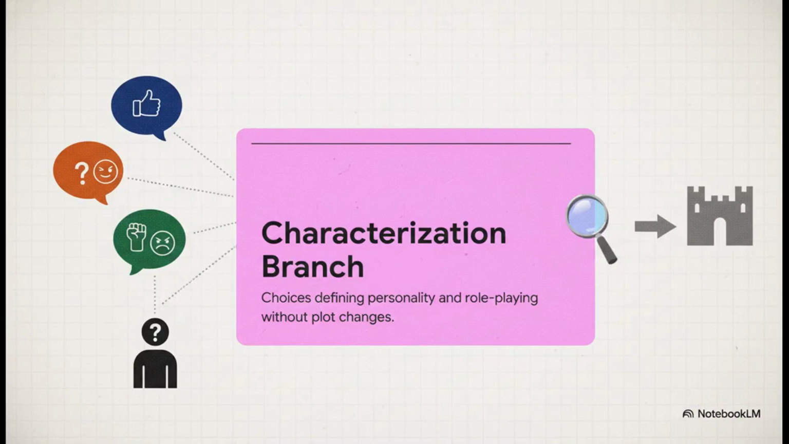The third pillar is characterization branching. This is all about letting the player define their character's personality without causing huge plot deviations. Think about classic RPGs, right? Like Mass Effect or Fallout. You get a quest, and you can accept it by being politely agreeable, playfully sarcastic, or just aggressively rude. The quest is going to begin no matter what you say. The plot stays intact, but you get to decide the flavor of your protagonist, which keeps story management incredibly simple.